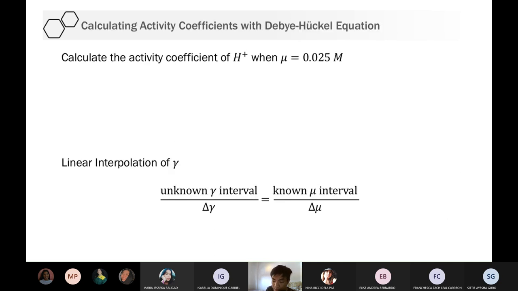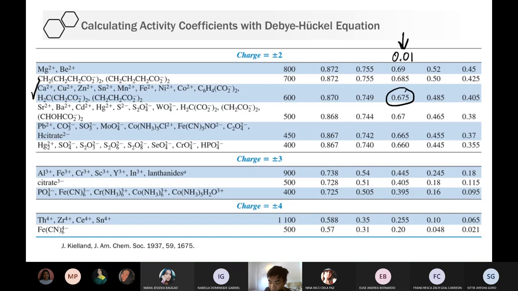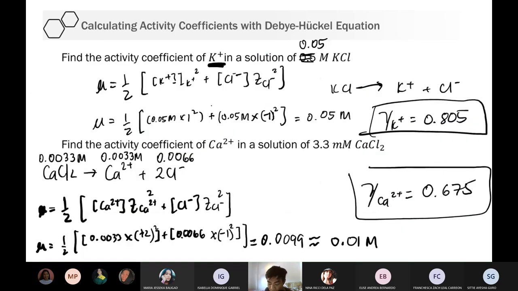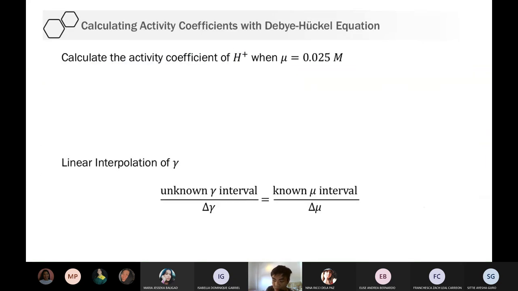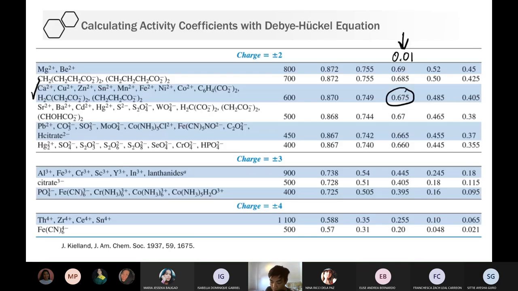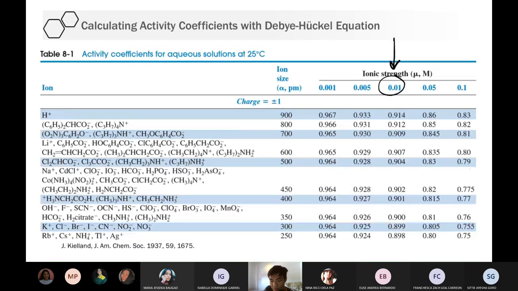Okay. Let's try this one. Calculate the activity coefficient of H+ when mu is equal to 0.025. Okay? So kunwari, yung kanina kasi yung problem ko dito, lumagpas kasi ako sa nasa table. So kapag lumagpas ako sa nasa table, pwede na ako mag-Debye-Hückel. Pero what if ganito? So 0.025. So pasok ako sa range ng table kasi 0.025 eh. So asan yung 0.025?